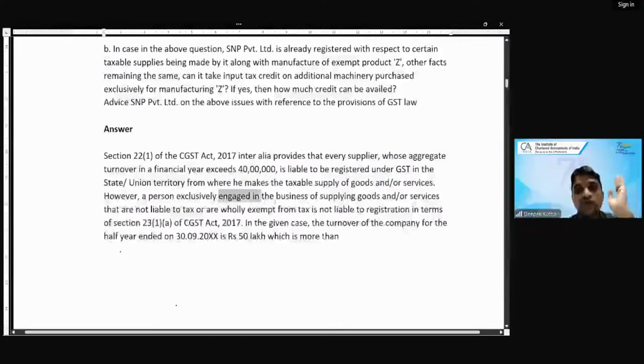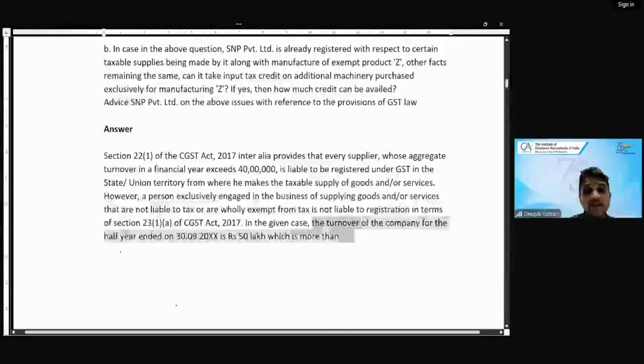However, a person who is exclusively engaged in the business of supplying goods that are not liable to tax or are wholly exempt from the tax is not liable to registration in terms of section 23(1)(a). Irrespective of any turnover, they are not liable. For them, turnover will not apply. They are engaged only in exclusive supply of exempted goods.